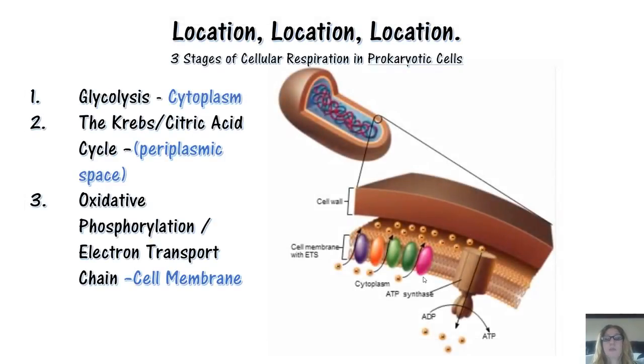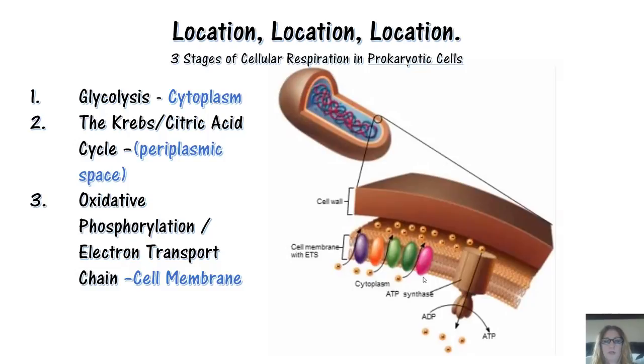Versus looking at the prokaryotic cell, glycolysis will still take place in the cytoplasm, just like in eukaryotic cells. But when we get to the Krebs cycle or citric acid cycle, that is going to take place in what is called the periplasmic space. The periplasmic space is the space between the cell wall and the cell membrane of the prokaryotic cell. We also have oxidative phosphorylation and the electron transport chain that occurs in prokaryotic cells, and that is going to occur in the inner cell membrane of the prokaryotes.